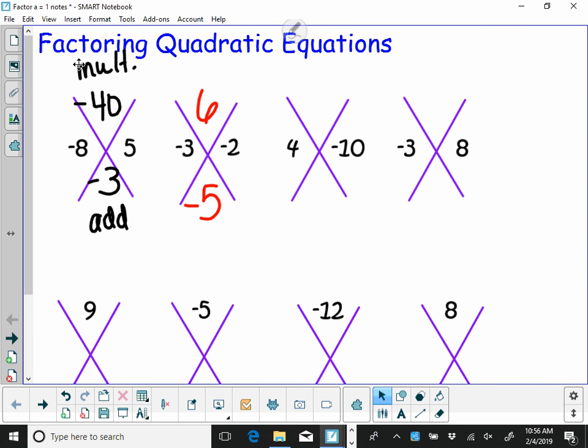So what is 4 times negative 10? Negative 40. And then 4 plus negative 10 is negative 6. All right, the last one here is negative 24 on the top. So that's what happens when you're given the two sides.